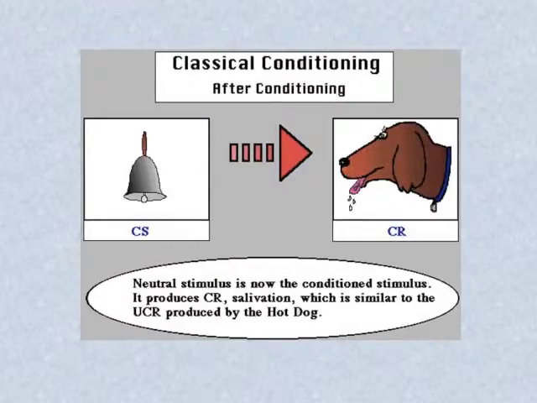Eventually, the NS, the bell, is associated with the UCS, hot dog, such that it will elicit the salivation response. This bell is now labeled a conditioned stimulus, or CS, because it elicits the salivation response through a learned association. The salivation response is now labeled a conditioned response, or CR.